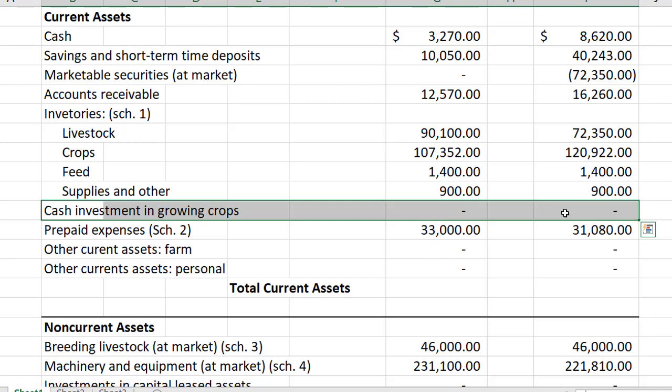So if you have a crop that's actively growing in the field, you need a line for the cash investment in the growing crops, because that is an asset. That crop that is growing is an asset.